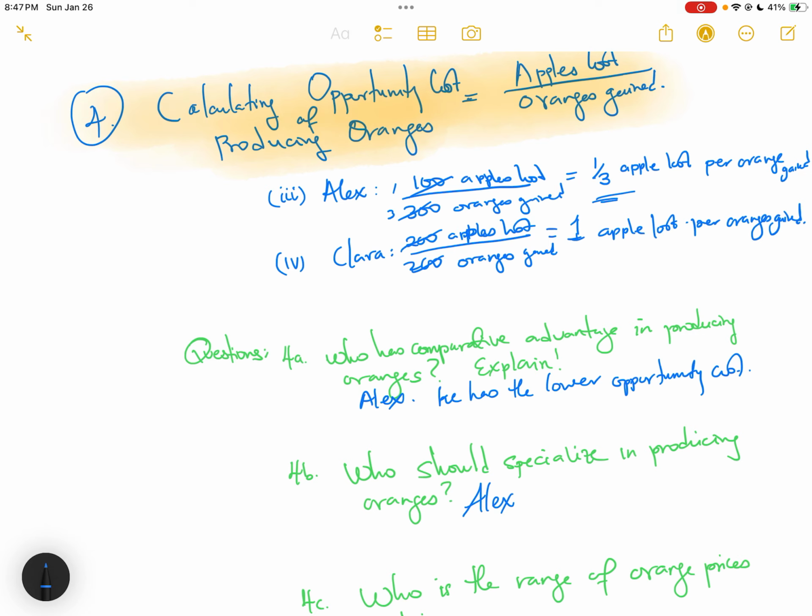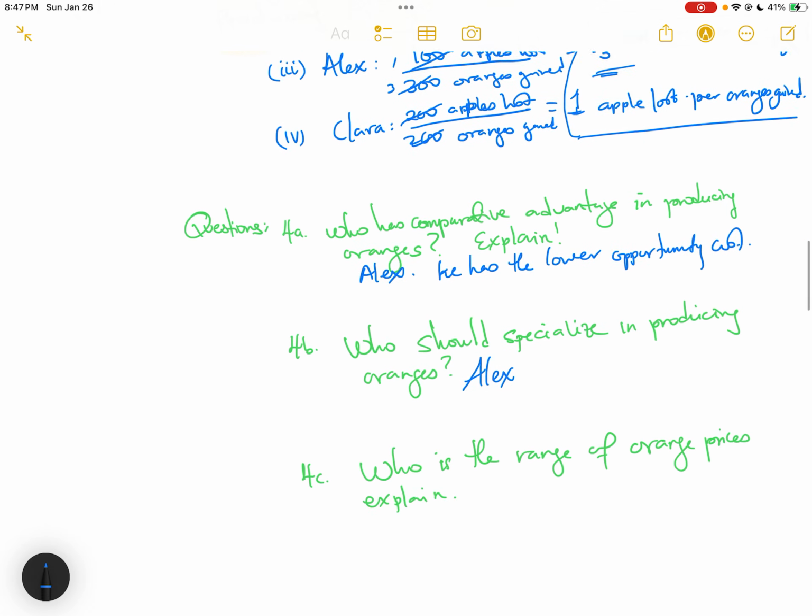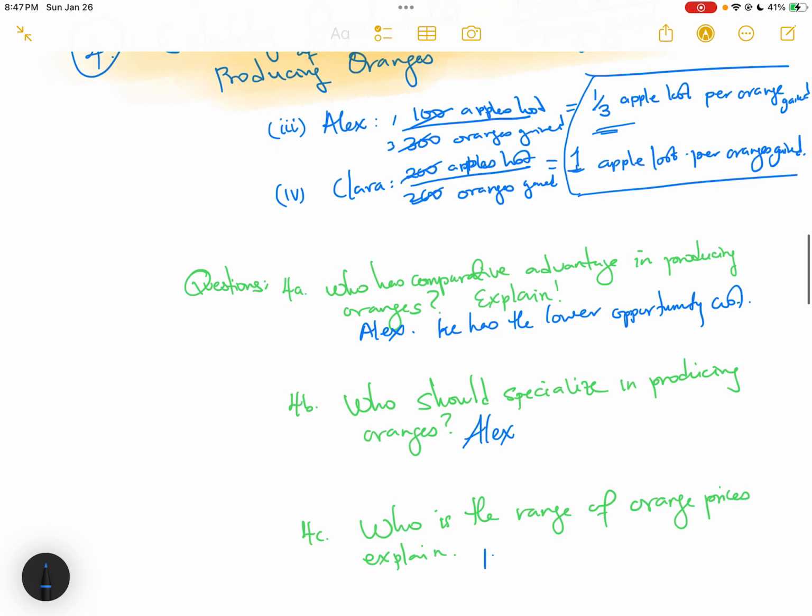So again from the top, who has comparative advantage in producing oranges? It's Alex. Why? He gives up 1/3 of an apple, while Clara gives up 1 apple. So Alex has it. And who should specialize? Alex. What is the range of orange prices? It's between these two, right? So the range is a third to 1 apple.